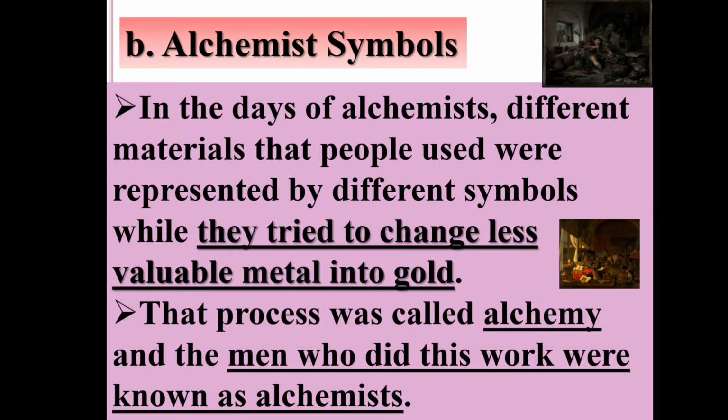In the days of alchemists, different materials that people used were represented by different symbols, while they tried to change less valuable metal into gold. That process was alchemy, and the men who did this work were known as the alchemists.